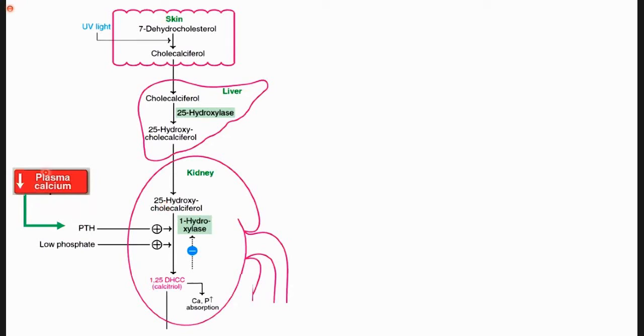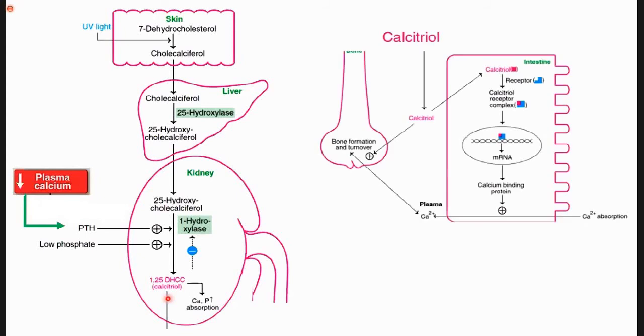On top of it, it has a hierarchical system. The decreased plasma calcium concentration activates the parathyroid hormone. The parathyroid hormone activates the alpha 1 hydroxylase enzyme. At the same time, low phosphate concentrations also activate the alpha 1 hydroxylase enzyme. And then the 25 hydroxy cholecalciferol is activated to form the calcitriol, which acts on the renal tubules and the intestine, as well as on the bone tissue.